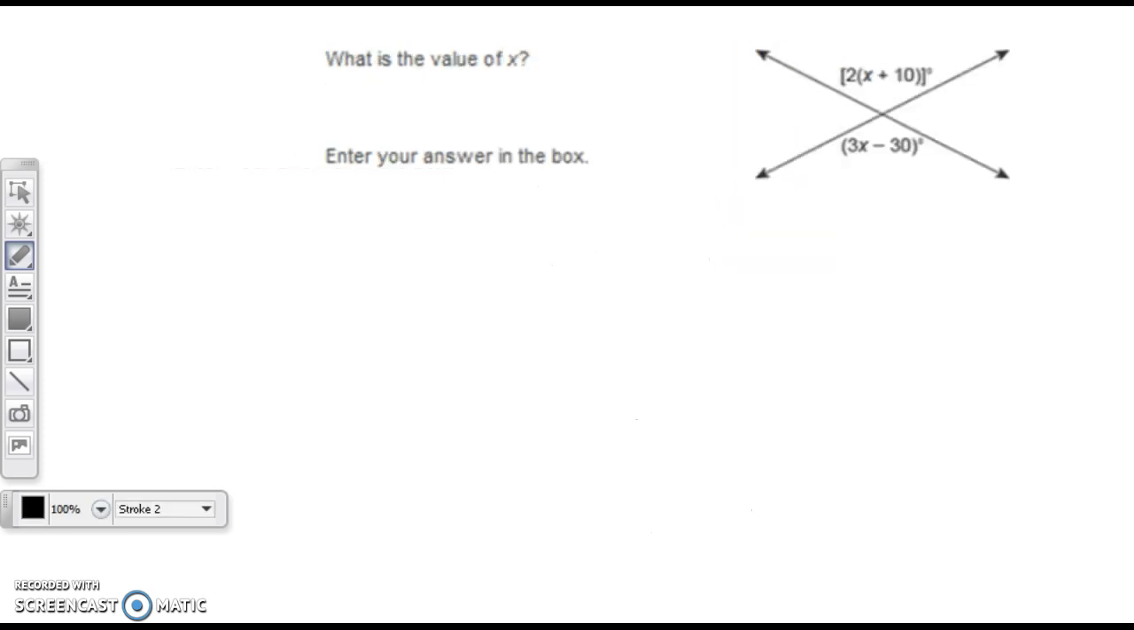Alright, so on this next one, it doesn't tell us that they're vertical angles, but we know they're vertical angles because of the picture, right? Vertical angles are the opposite angles when two lines intersect. So we know that this angle has to be equal to that angle. So let's go ahead and set them equal.